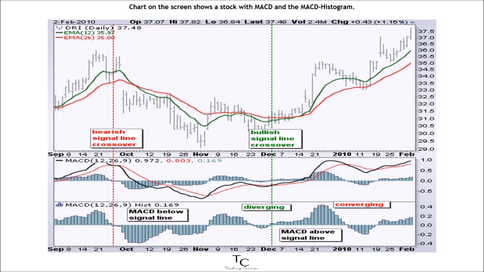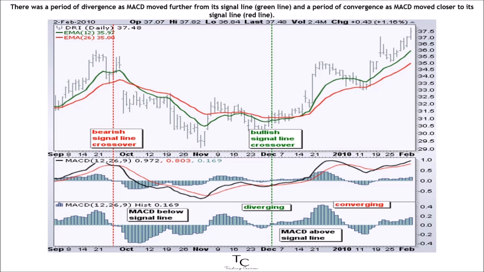The chart on the screen shows a stock with MACD and the MACD histogram. A bearish signal line crossover occurred in late September, turning the MACD histogram negative. A bullish signal line crossover occurred in early December, turning the MACD histogram positive for the rest of the month. There was a period of divergence as MACD moved further from its signal line, look at the green line, and a period of convergence as MACD moved closer to its signal line, look at the red line.